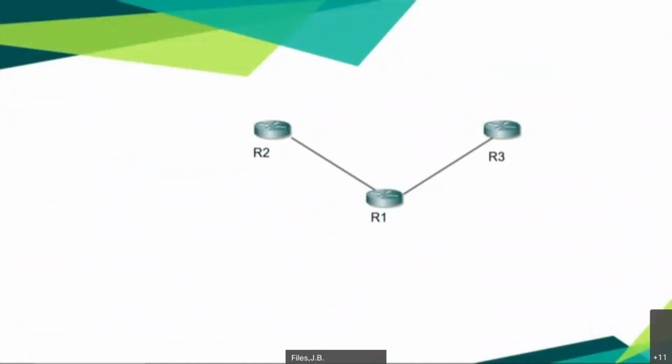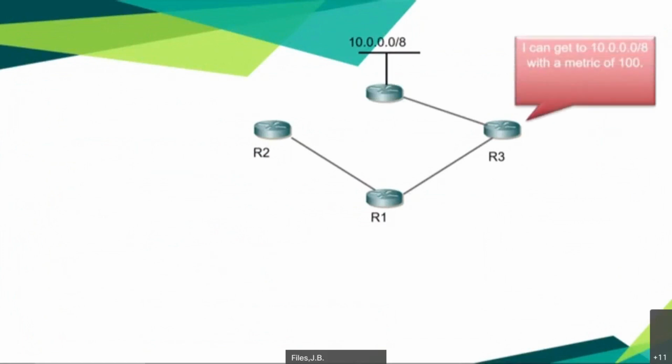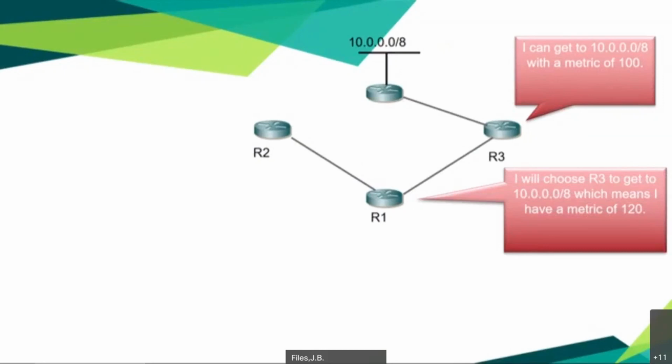All right, so we've got R1, R2, and R3 in this network. We introduce this router right here, and it has that 10 dot network. It's going to advertise that network. R3 is going to get that and is going to say, okay, I can get to the 10 dot network with a metric of 100. And obviously EIGRP metrics are much larger than that, but this is just to keep it simple. R1 gets it advertised too and says, okay, so to get to the 10 dot network, I will use R3 to get there as my next hop, and it has a metric of 120.